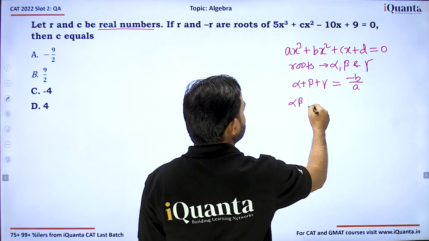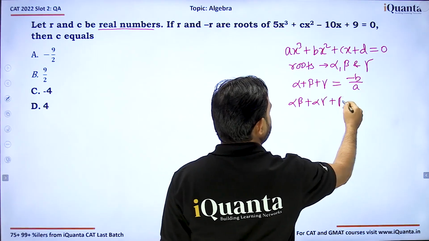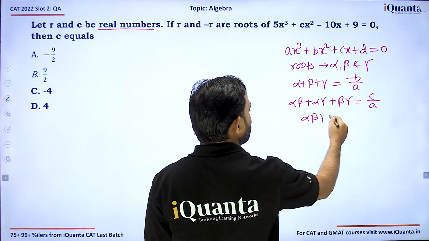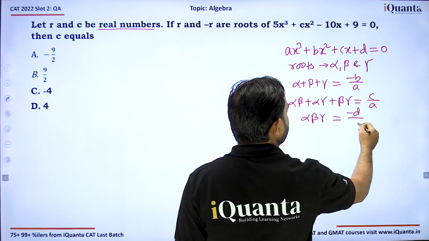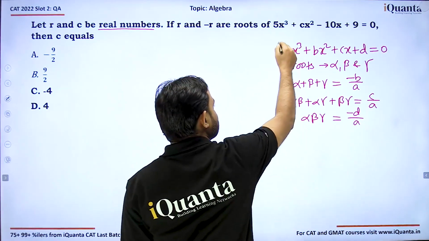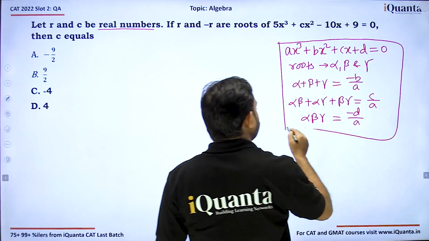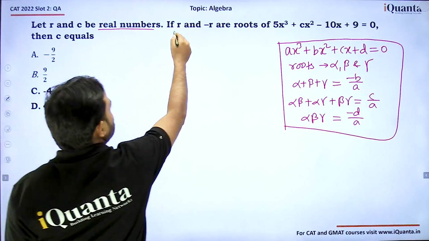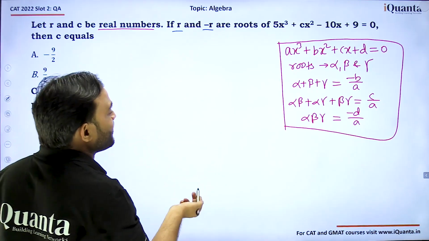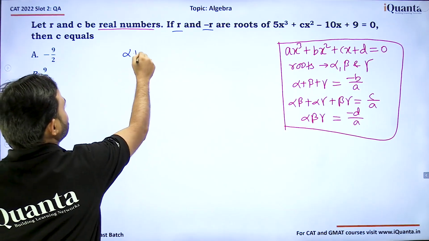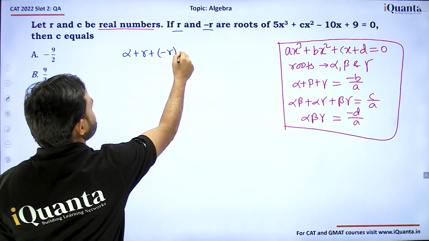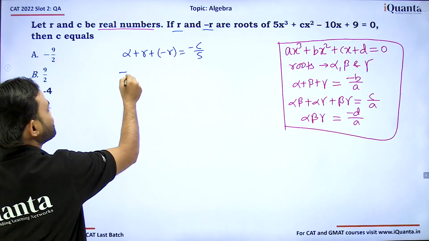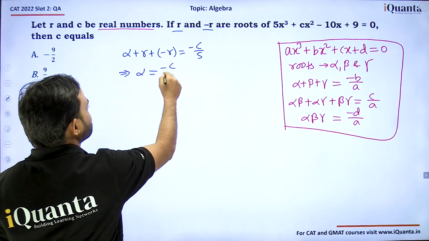Then taking 2 roots at a time, this will be equal to c by a, and then taking 3 roots at a time, the product alpha beta gamma will be minus d by a. So now this is what will be very useful in solving this question. In this equation, let's say 2 roots are r and minus r and another root is alpha. What we can say, alpha plus r plus minus r will be equal to minus c by 5. R and minus r cancel out, so alpha is equal to minus c by 5.